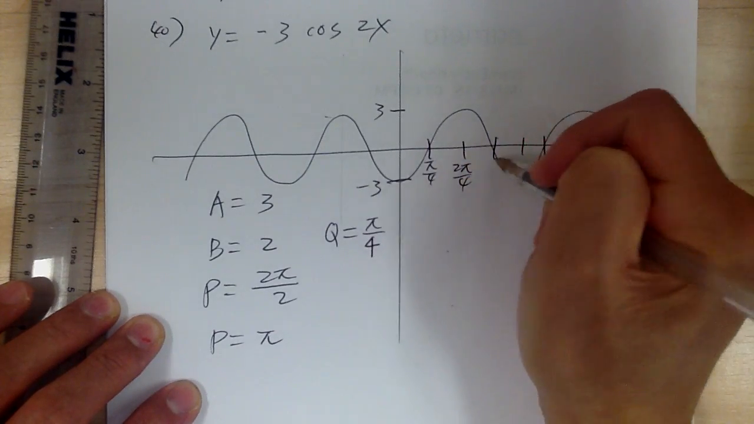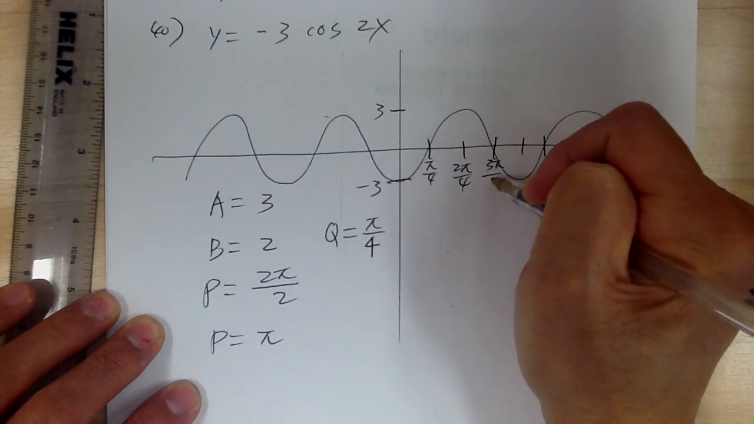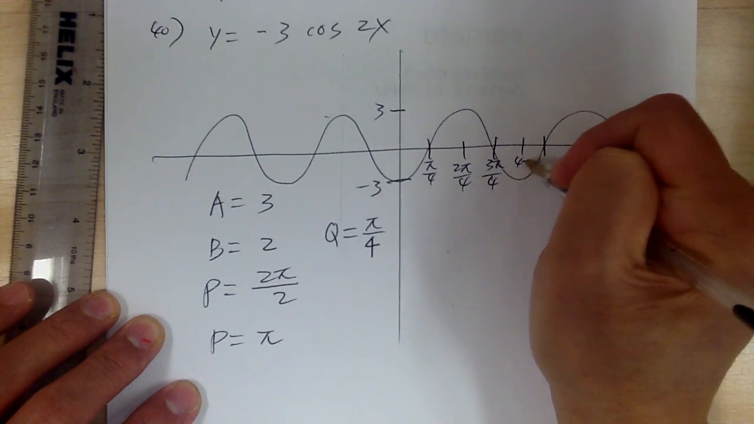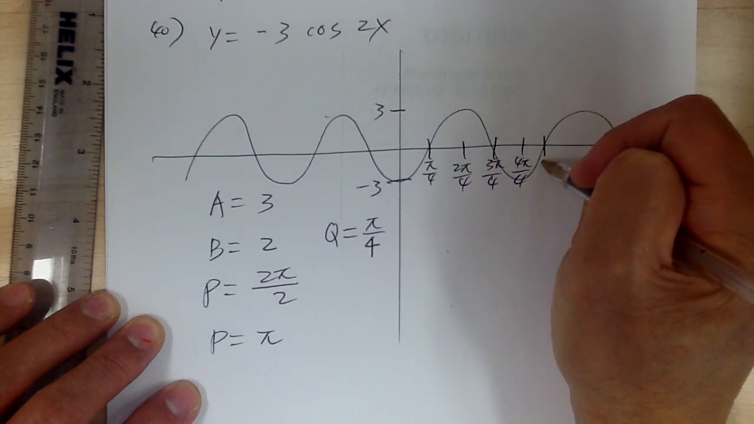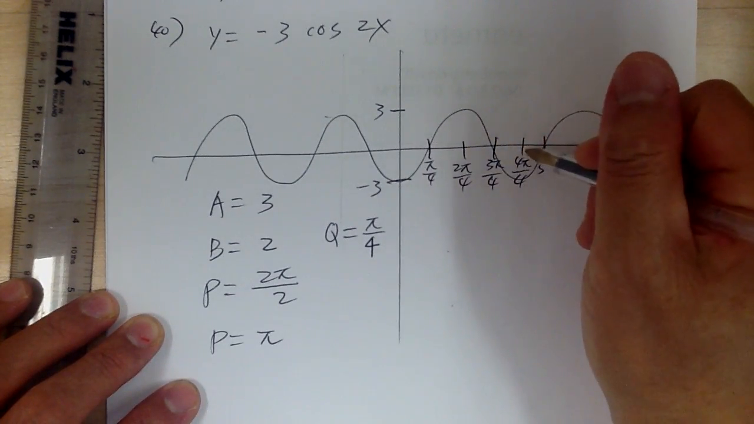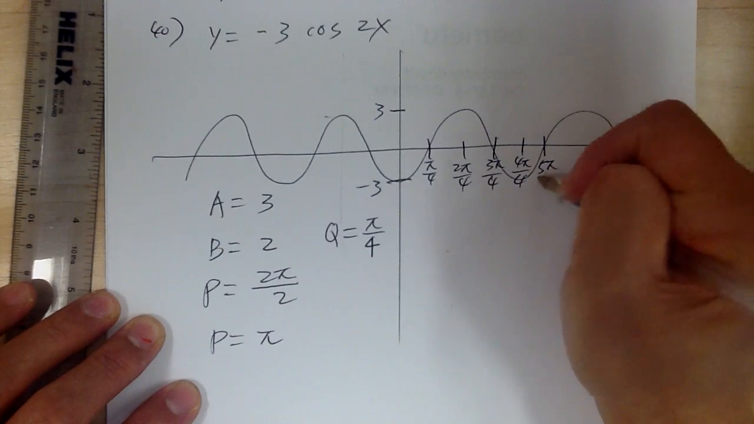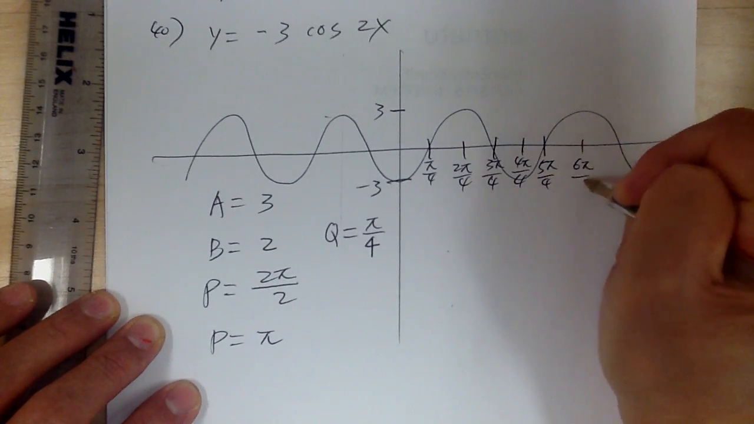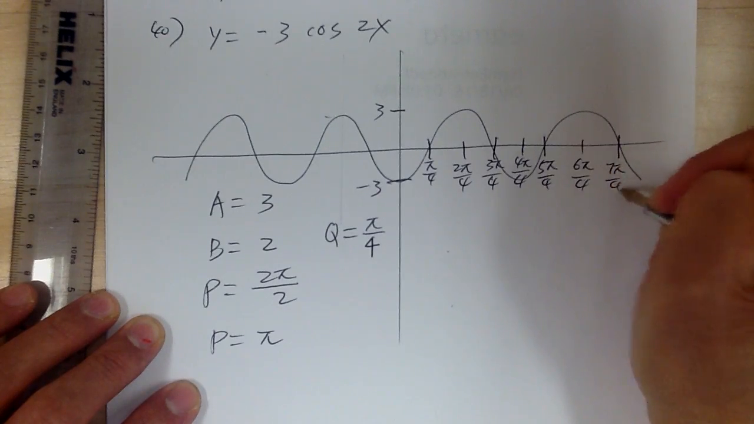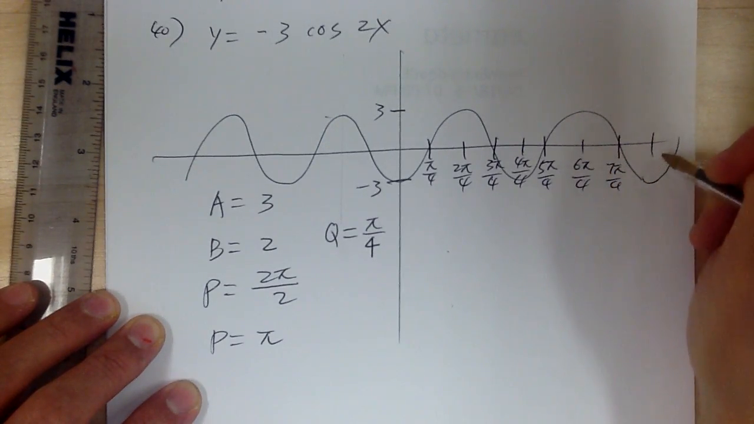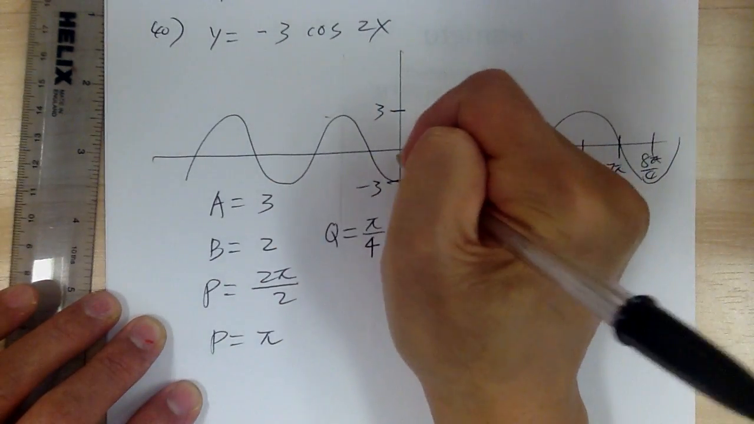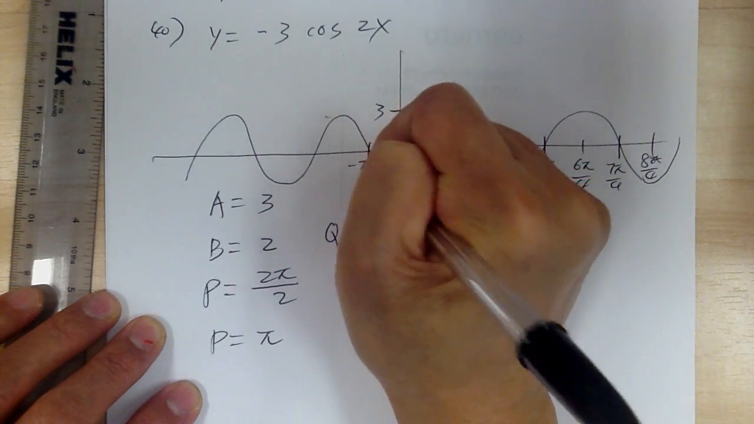Now you don't have to simplify these. You can just leave it like that. So 3 pi over 4, 4 pi over 4, 5 pi over 4, 6 pi over 4, 7 pi over 4, and then 8 pi over 4. And if you go backward, this is 0, this is -pi over 4.